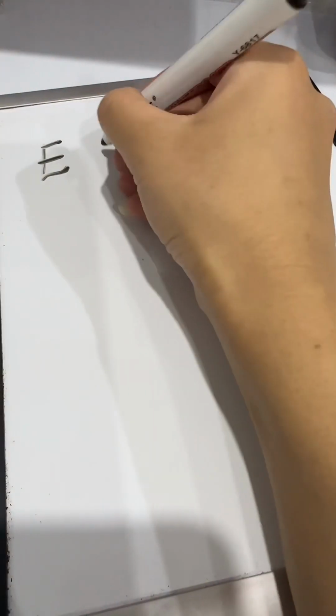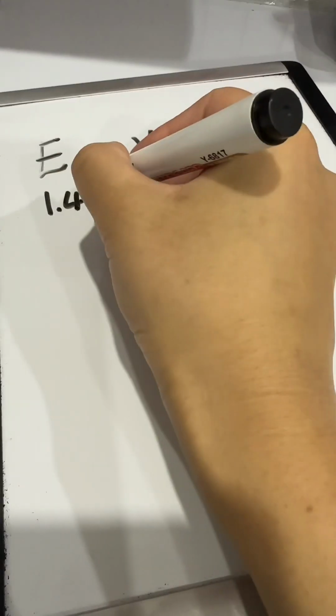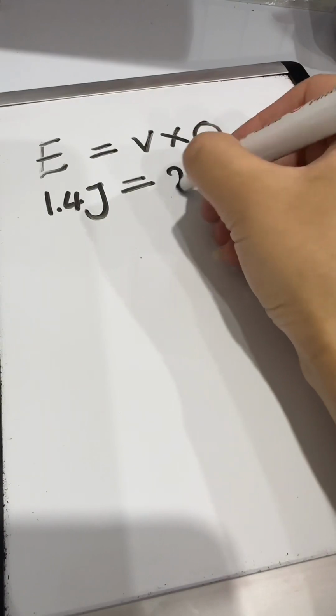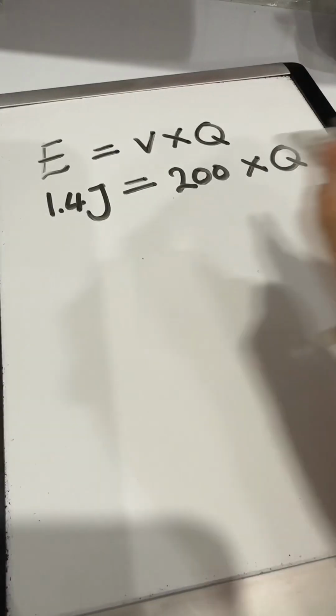In the question, we have been given the energy as 1.4 joules. Remember the unit for energy is always joules. The voltage is 200 volts, and we need to work out the charge.